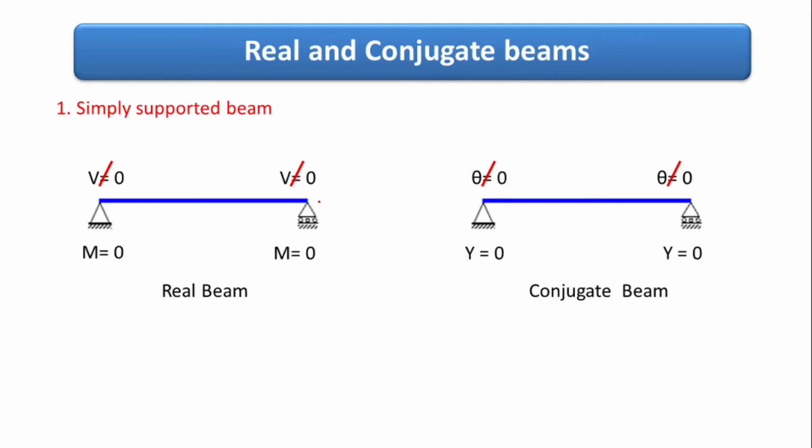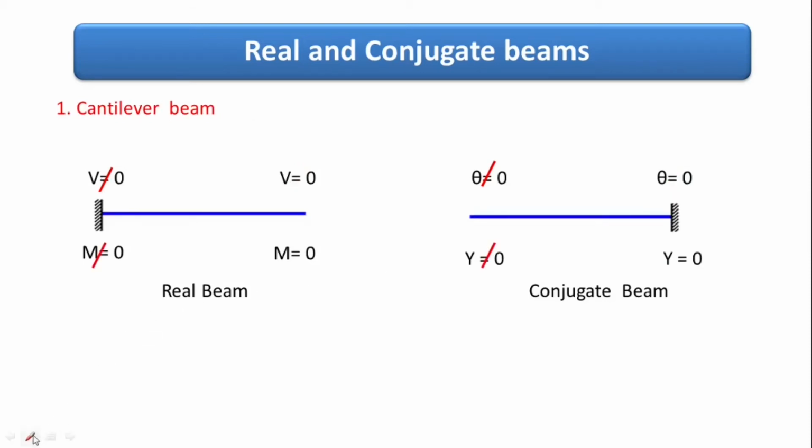Second is the roller support. It is the same as the roller support here, where the shear force is not equal to 0. It means the slope is not equal to 0, and M is equal to 0, so y is equal to 0.